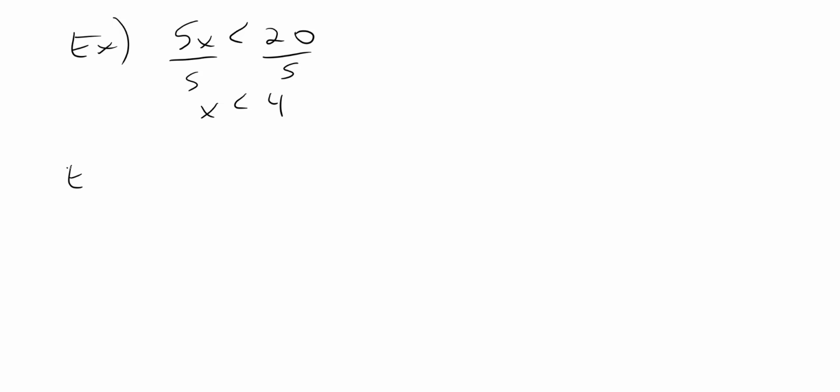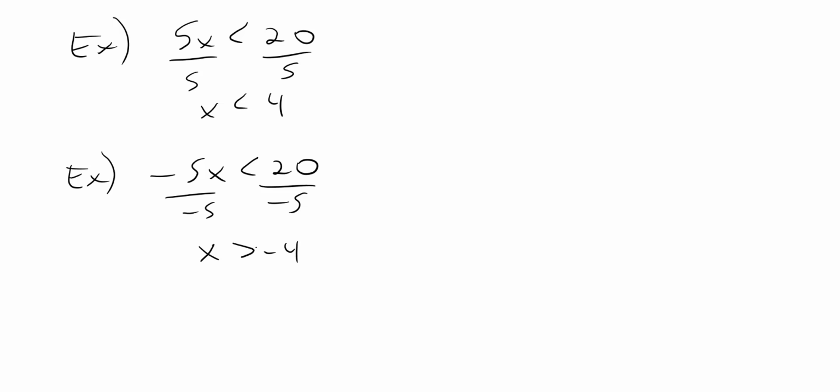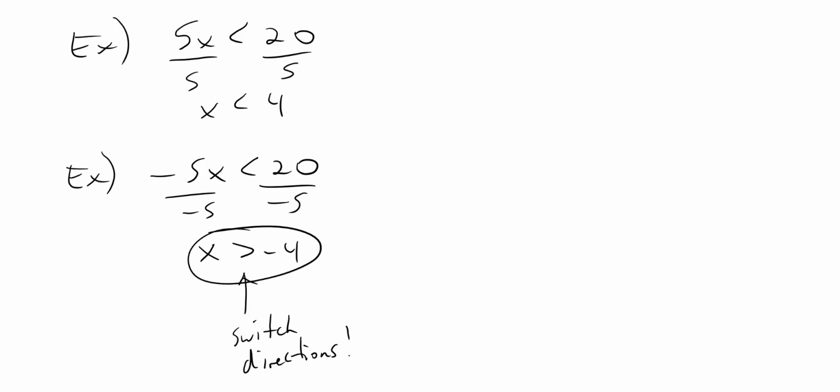Let's put next one. Next example here. Negative 5x is less than 20. What do? Divide by negative 5. We are dividing by a negative. So x, and this is going to be 20 divided by negative 5, is negative 4. And you switch the inequality. Look at that. Huh? Okay, so it's important. You got to switch directions. Very important, math fans. Very important.